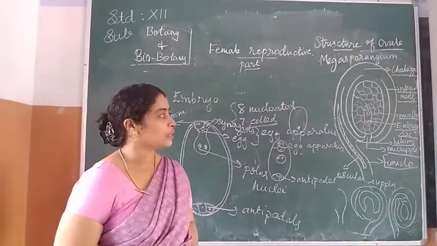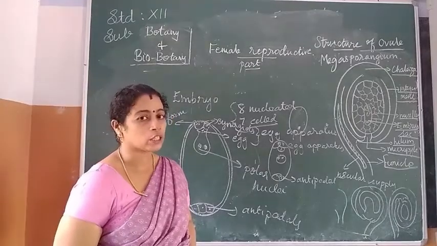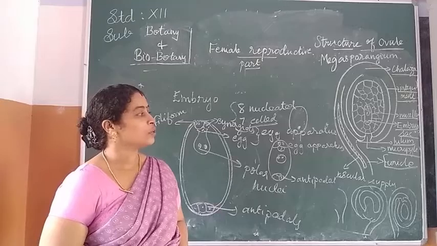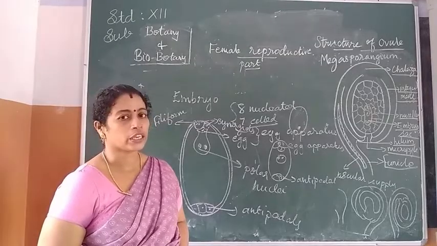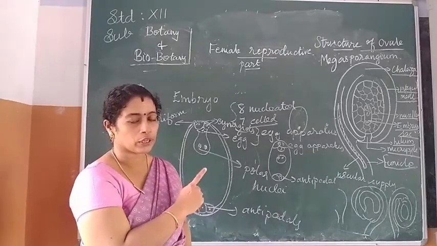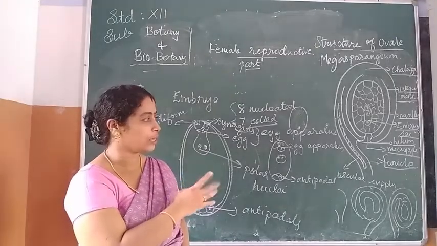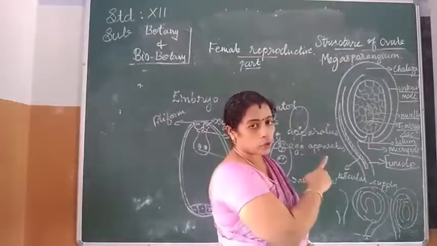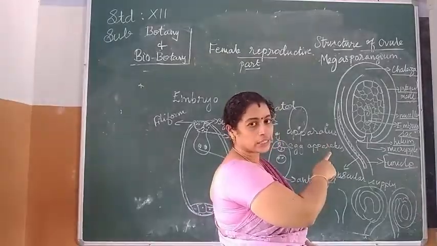The ovule is also known as megasporangium. It is protected by an outer covering called integument. It consists of a stalk called funicle. The funicle is attached to the body of the ovule by a small junction known as hilum.